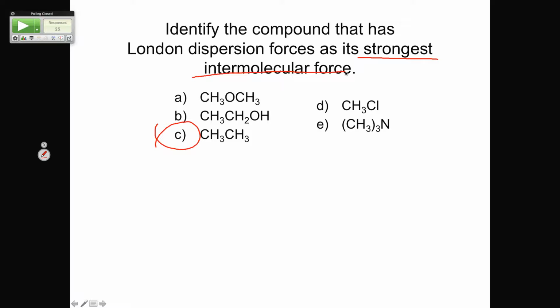Okay. What about the next one? Hydrogen bonding. It has some dipole, and it has London. What about this one? Dipole-dipole, and a little bit of London. But dipole-dipole is the strongest. Same thing down there. Okay, is that making sense? So you've got to look at each molecule and rank them.